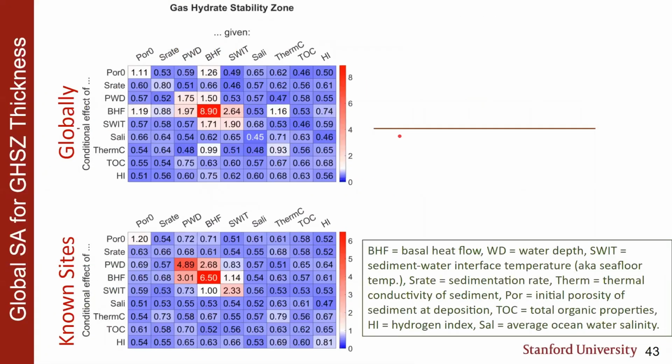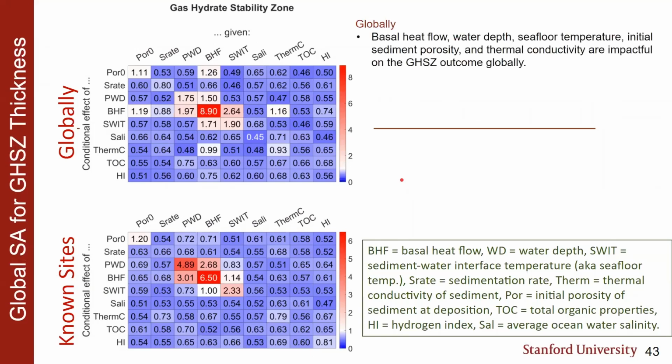And then this is the global sensitivity analysis results for the gas hydrate stability zone thickness, with the global distributions here and then the known sites here. We can see that, on the other hand, more inputs are important for the system than what we saw previously. We still have basal heat flow and water depth as important input parameters, but we also have seafloor temperature, initial sediment porosity, and thermal conductivity.